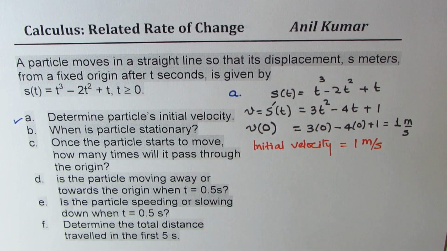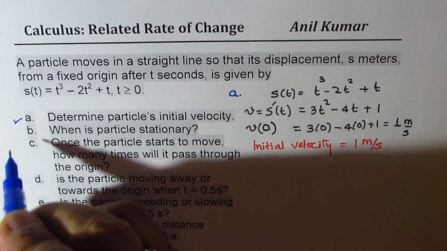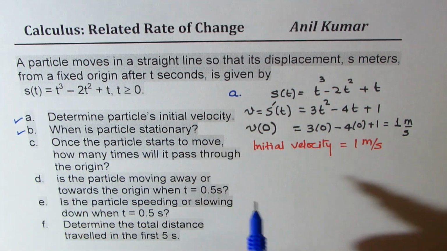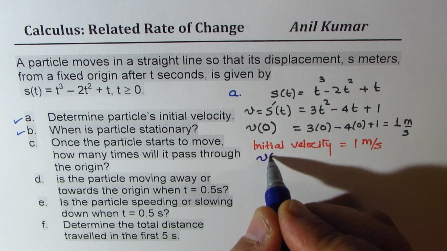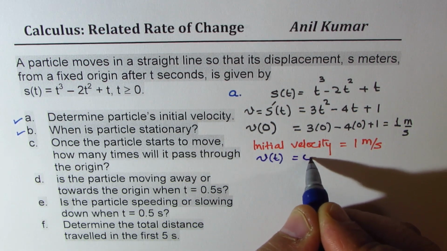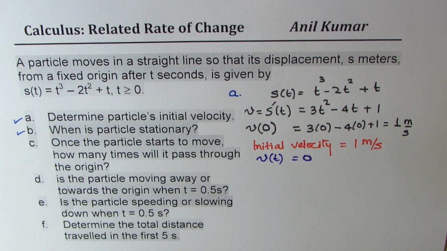Okay, now let's look into part B. When is the particle stationary? Now, when we talk about stationary, it means what? It means the particle is not moving. So we are trying to figure out when velocity equals 0. This is what we are trying to find. Perfect. So let us see how we do this part.